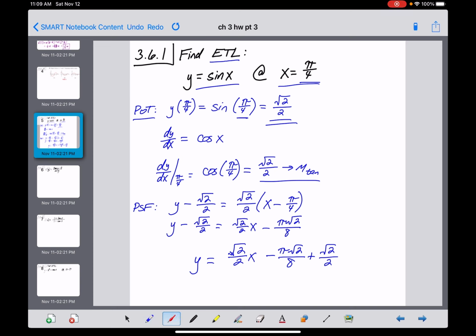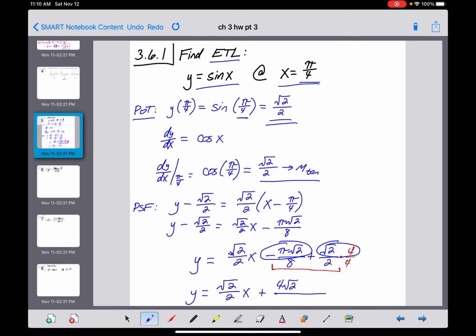And I guess the only thing we could maybe do here to clean this up is to try to combine those two constants by getting a common denominator here. So I'm going to multiply that by 4 over 4 and get y equals root 2 over 2 times x. There's your slope. And then, let's see, this is going to give us a 4 root 2, which is not going to combine with that because of the pi right there. So I'm going to write that, everybody, as plus, and then one big fraction. I'm going to put the 4 root 2 at the beginning of that, and then minus the pi root 2 right there, and an 8 on the bottom. And that's our ugly answer.